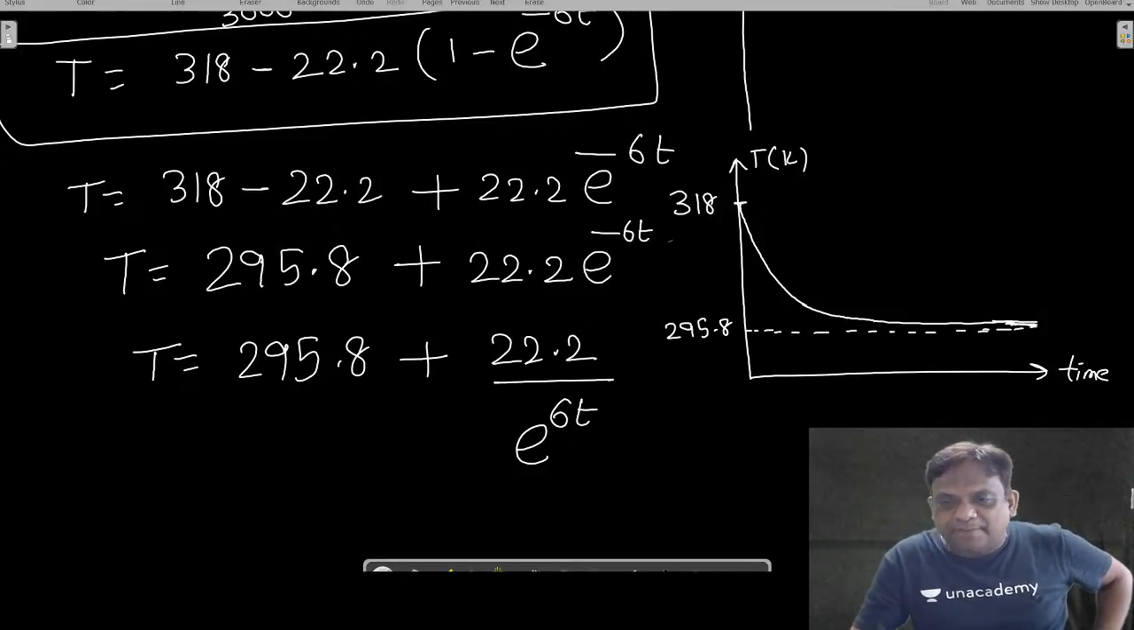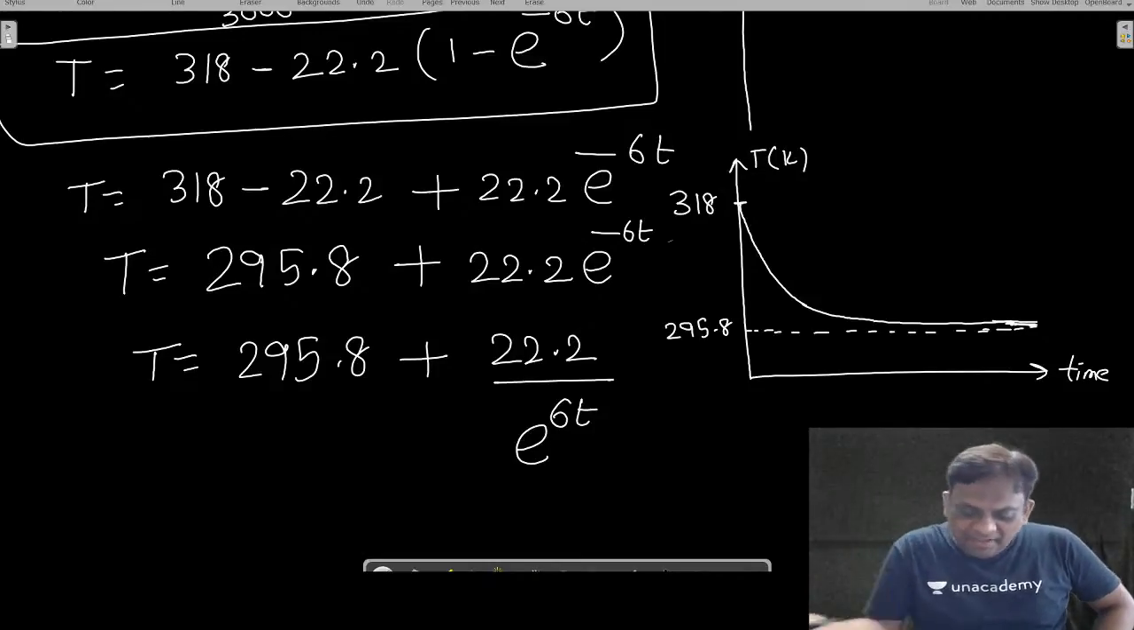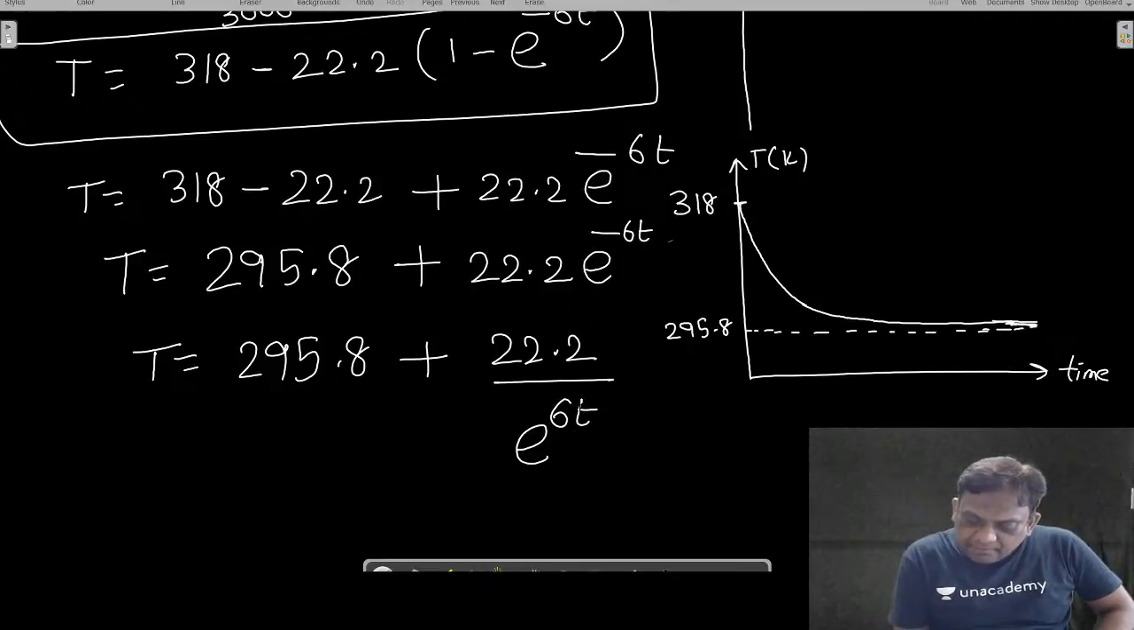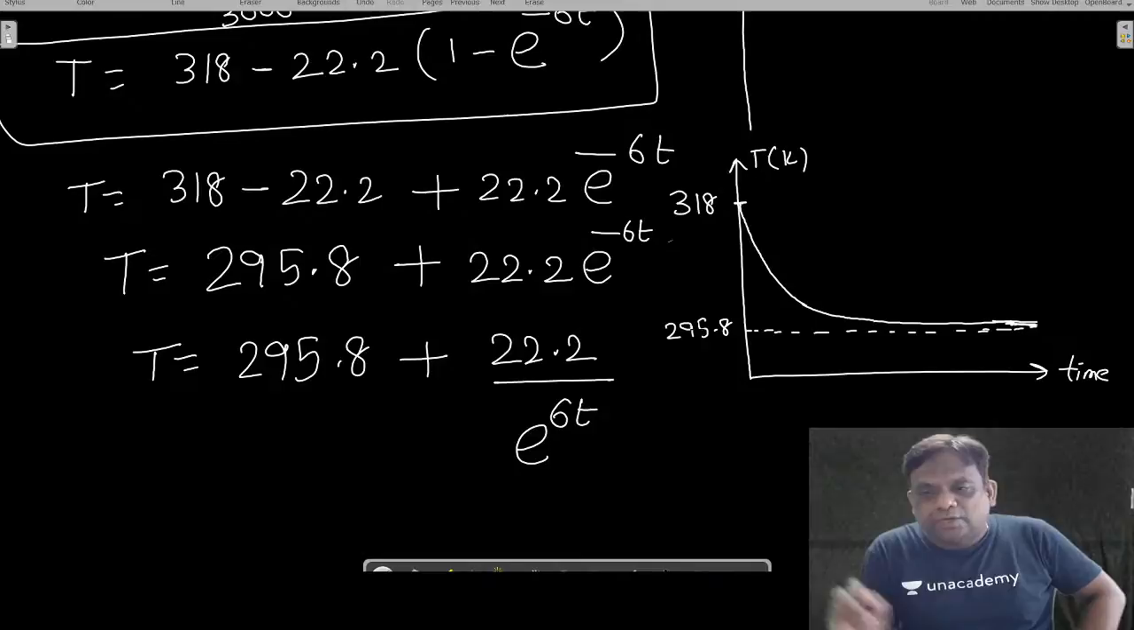This is the variation of temperature with time. Is it clear, my dear students? All of you, is it clear? Zero नहीं रे बाबा. When time is infinite, मतलब ज्यादा हो रहा है. Infinite का मतलब बढ़ते जा रहा है. When time is infinite, e power infinite is infinite. 1 by infinite is 0. ये 0 हो जाएगा तो 295. Means जब टाइम बढ़ते जाएगा, it will approach 295.8.